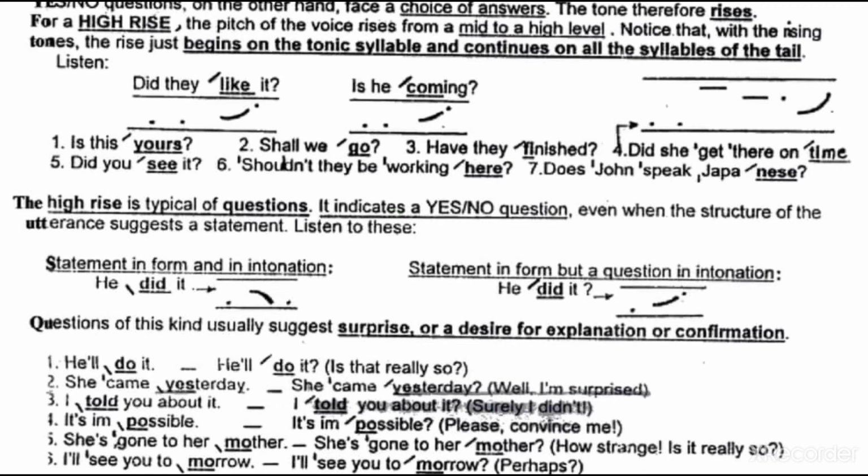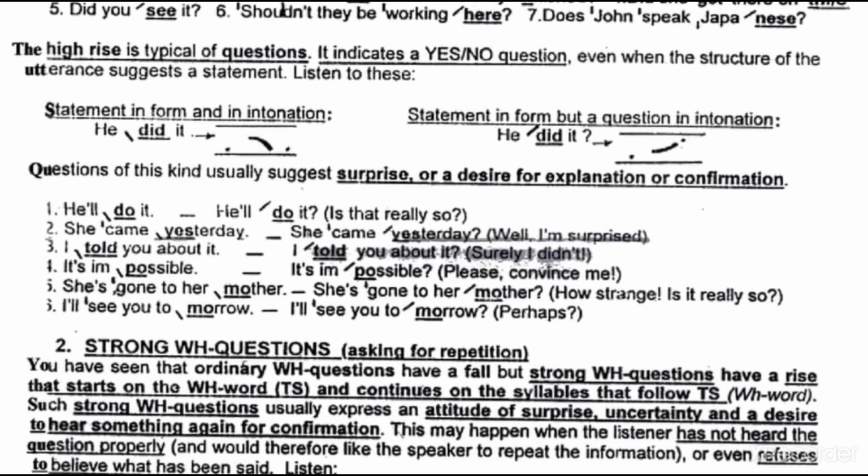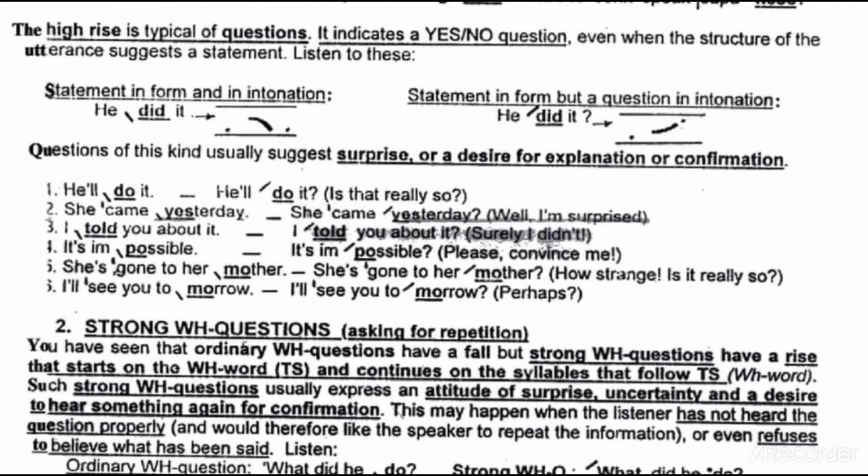So the first use of the high rise is on normal yes/no questions. The second use, we use a high rise when we have statements in form but a question in intonation. Statements in form but a question in intonation. What do we mean? They are statements in form, it means subject, verb, complement. They do not have the form of a question, but we use the intonation of a question.